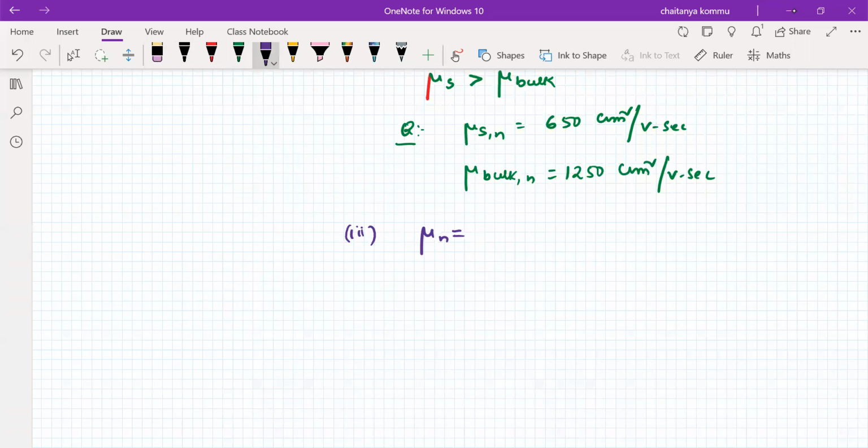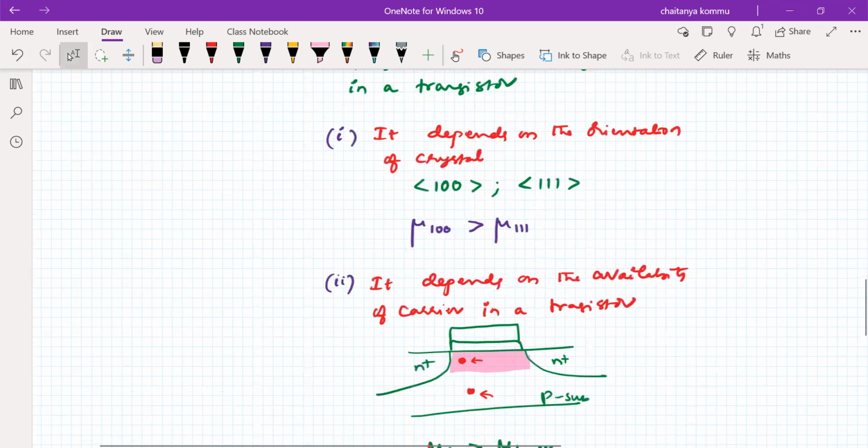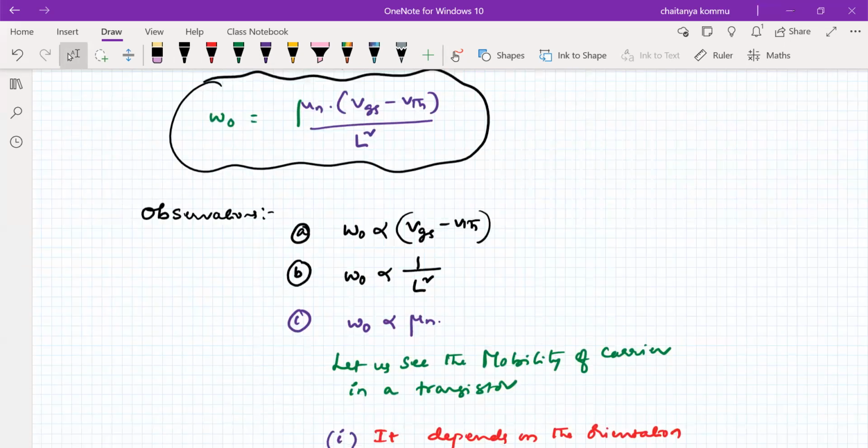The mobility of the electron is 3 times that of the mobility of the holes. Generally, it is 2.5 to 3 times that of holes. This will happen whether it is bulk or surface. So this is what we can observe about the effect of the mobility of the electron on the speed of the device.